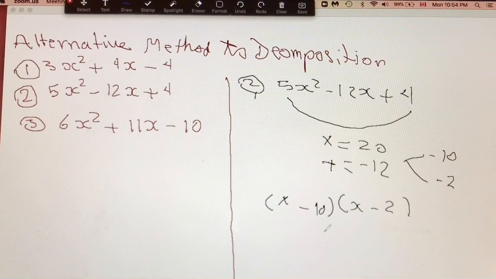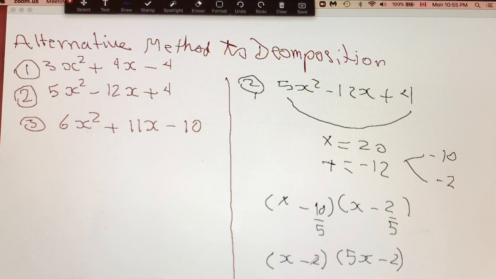Once we write this, again, it doesn't stop there, because we have a 5 in front of the x squared, so that 5 has to come down, and we divide this 10 by 5 and this 2 by 5, which gives me x minus 2 for the first one, because 10 divided by 5 is 2. However, 2 doesn't divide by 5, so we stick the 5 in front of the x, minus 2, and that's the final answer for that question.